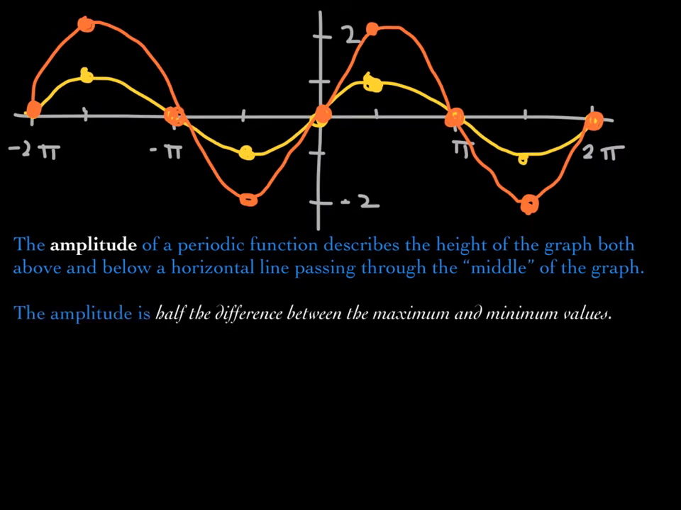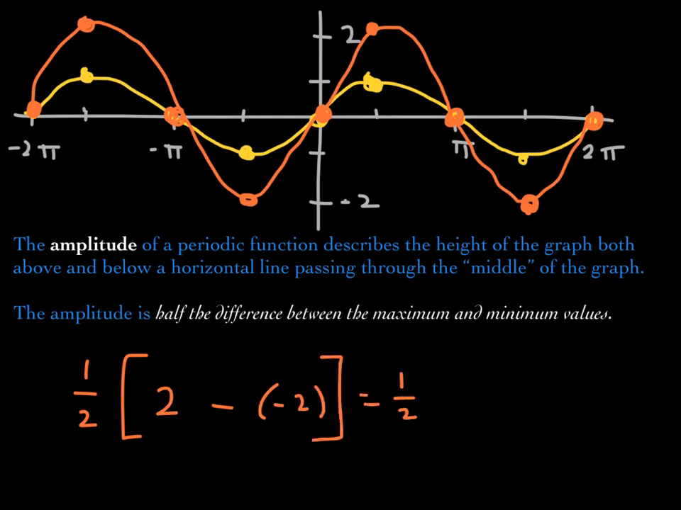Now, arithmetically, it can be found by finding half the difference between the maximum and the minimum values. So half the difference between the maximum, and I'm looking at the orange graph here, everybody. The maximum is 2, and the minimum is -2, right? So this is basically half of 4, which is 2. So here's the amplitude.